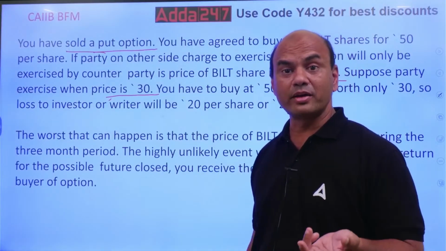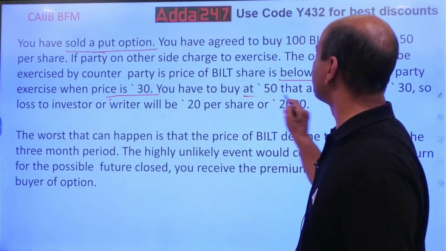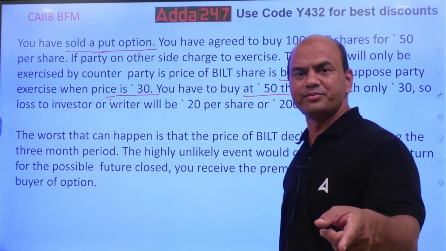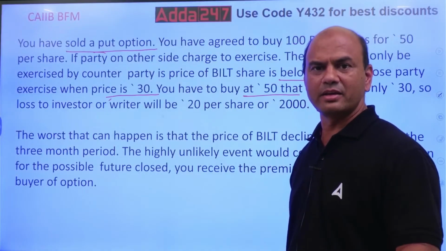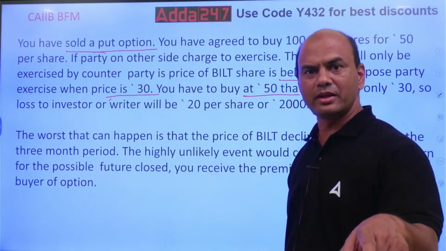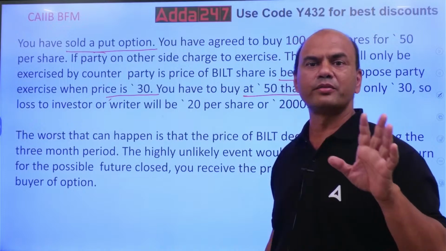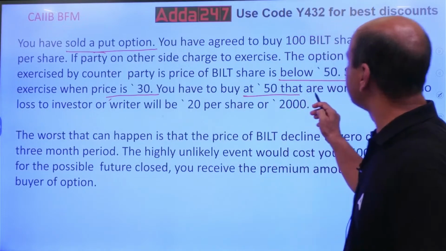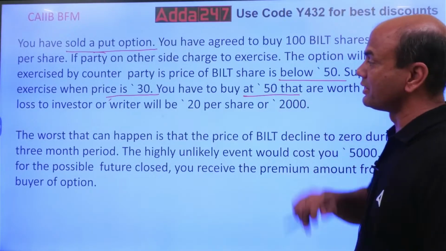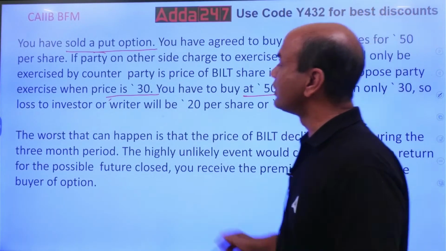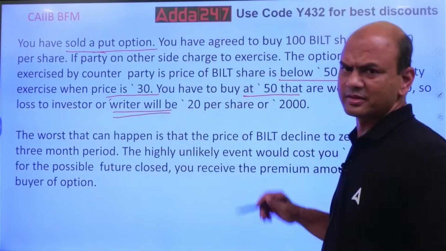So what am I? I am the loser. See this. You have to buy it at 50 because I told you it will not go below 50, I will take it at 50. It went to 30. Now you buy at 50. The buyer will say, you had told me it won't go down, so take it, buy at 50. So I will have to buy this stock at 50 when the actual price is only 30. So the loss to the writer, the investor, will be 20 per share, isn't it?